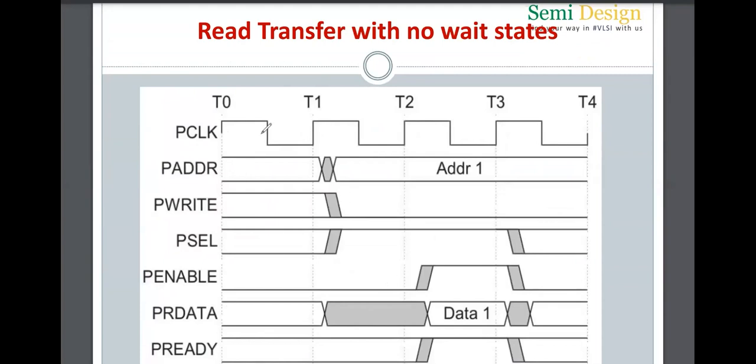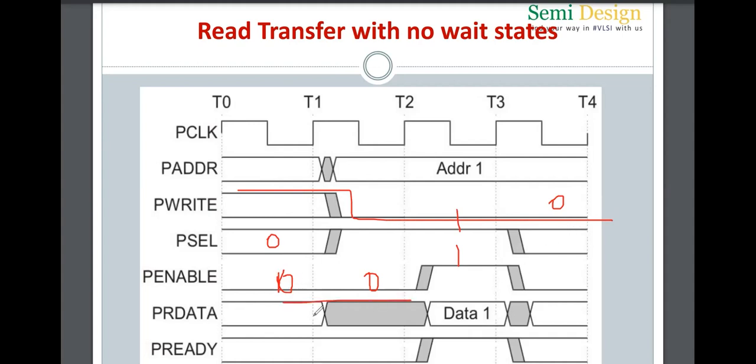Suppose this is the reset, like the initial state. So P select is zero, P enable is zero. And here also P enable is zero, and here P enable is high, P select is high. Okay, so here write is low. Write low means read transfer. Before, if you see write is high, that means write transfer. Here write is low means read transfer.